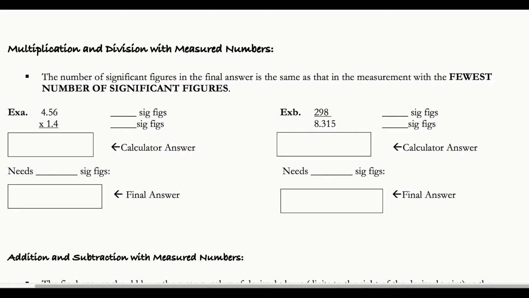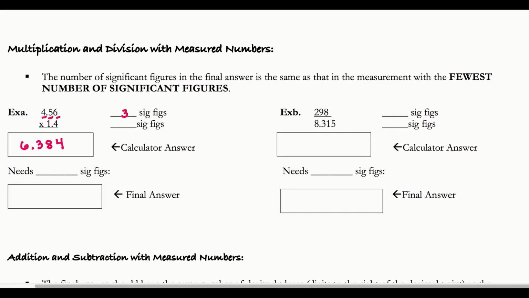So for example A, it gives me 4.56 times 1.4. So the first thing I'm going to do is plug this into my calculator, and the answer I get is 6.384. Okay, that's my unrounded answer. Now, if I look at the two numbers I multiplied, 4.56, there's a decimal present right after the 4, which means I'm going to be counting from left to right. 4 is my leftmost number, so I'm going to start counting on the 4. So I'm going to have 1, 2, 3 sig figs.